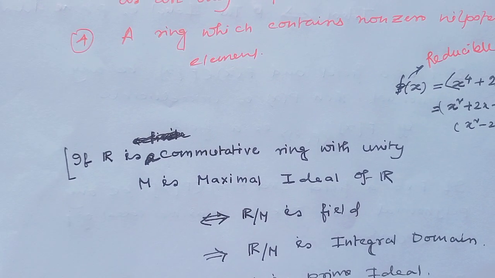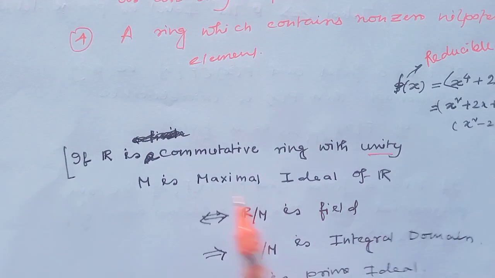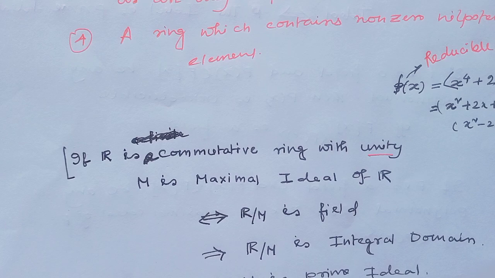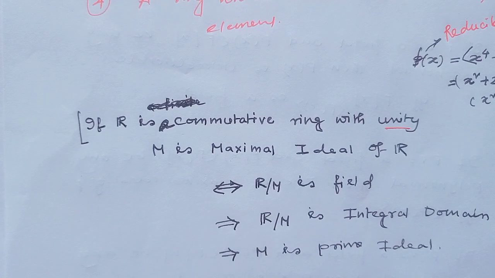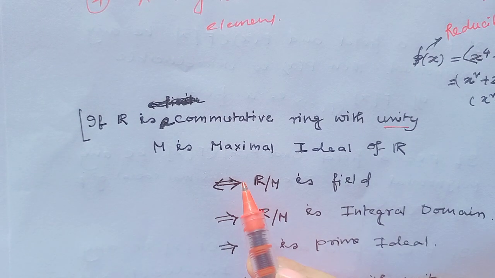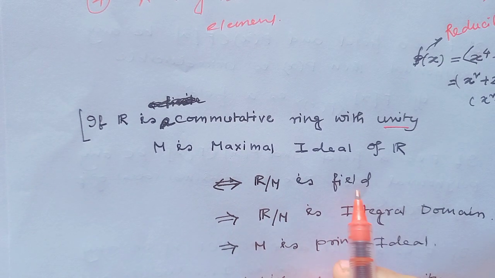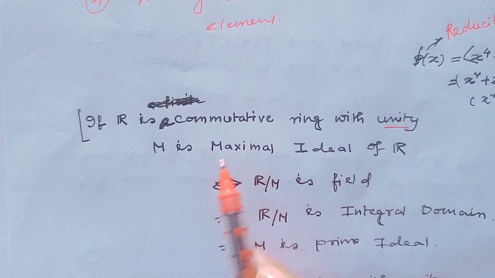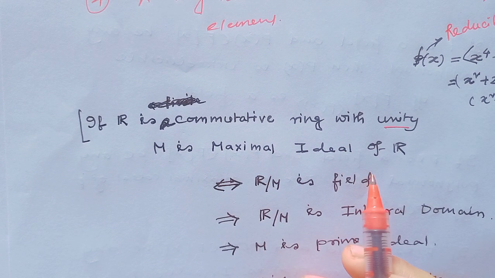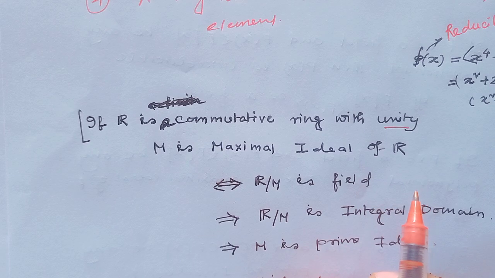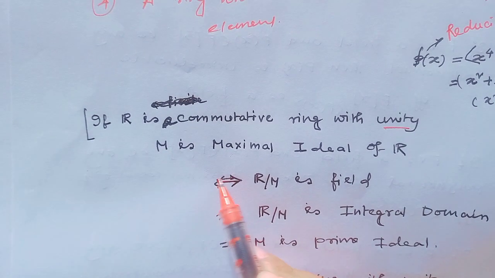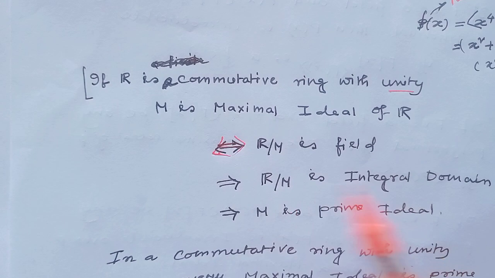Just recall the theorem. If R is a commutative ring with unity and M is a maximal ideal of R, then the quotient ring R mod M is a field. This is an if and only if condition. If R mod M is a field, then M is a maximal ideal. Also, if M is a maximal ideal, then R mod M is a field.